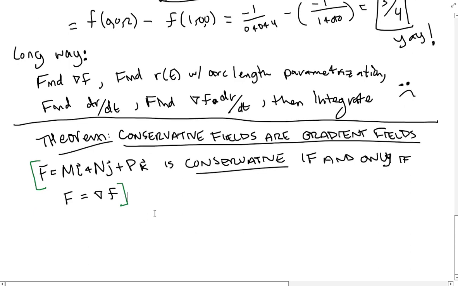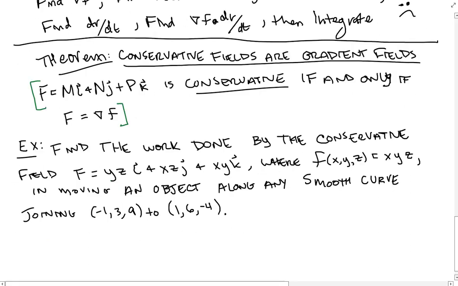So let's go ahead and take a look at an example. Here's the example. Let's find the work done by the conservative field F, which is yzi plus xzj plus xyk, where little f is the function xyz. Find the work done in moving an object along any smooth curve joining these two points, (-1, 3, 9) to (1, 6, -4). So what do we know? Because we're told that the field is conservative, we know that capital F, the field, is equal to the gradient of the function little f.